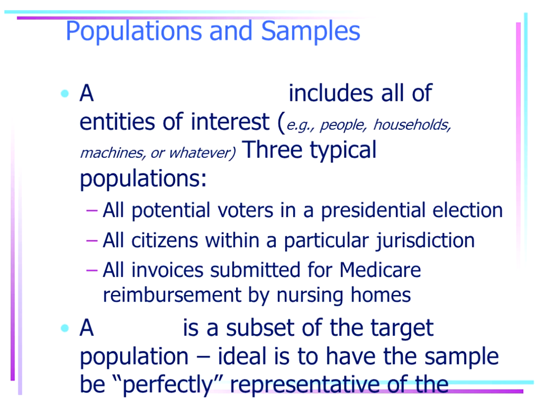On this slide, I forgot to change the colors, but I changed the background color on the slide. So a data set or a file includes all entities of interest, people or households or measures or whatever. And there are 3 typical populations, such as all potential voters in a presidential election. The word that you can't see here is population, the target population. So the target population has everybody.